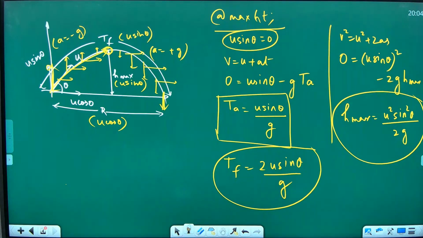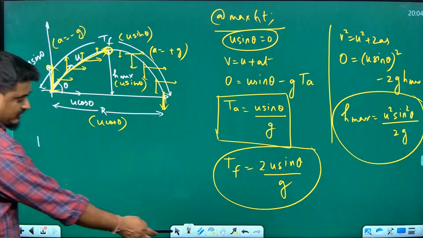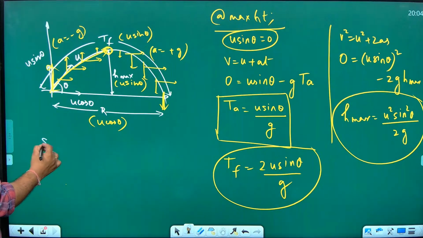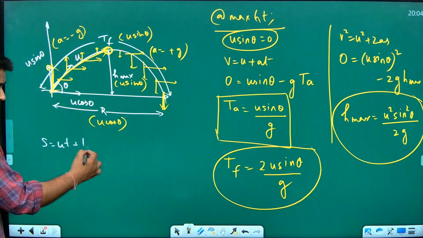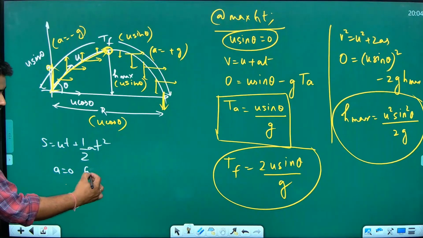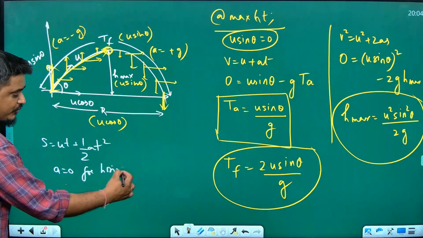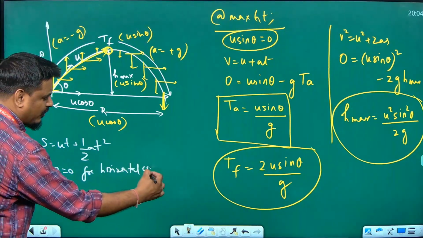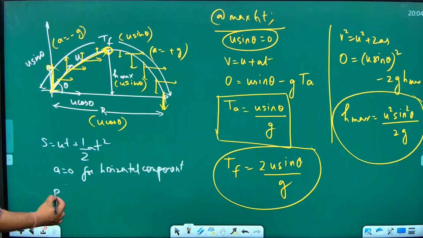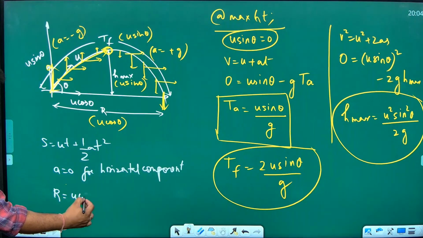And third, I am going to find range, the most simple one. So for range, what are we going to use? Distance. We know that s is equal to ut plus half at square. What is a here? 0. For what? For the horizontal component. So it's very simple to say that range will become equal to u cos theta.